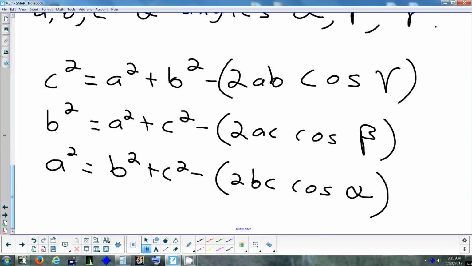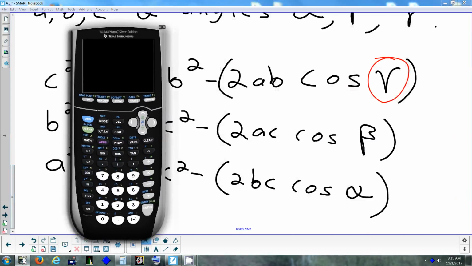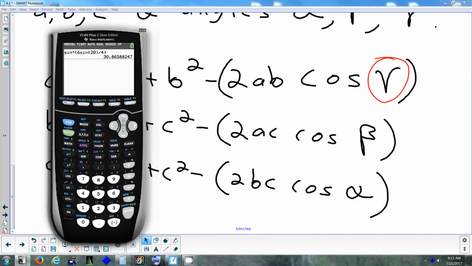Now let's just look at the top one for a second. Let's pretend that you tried to use this formula when that angle was 90 degrees. Okay, let's see what would happen. So if you tried to use this on a right triangle, let's fill in a 90 for gamma and take the cosine of it. So cosine of 90, I get 0. What's 0 times anything? 0.